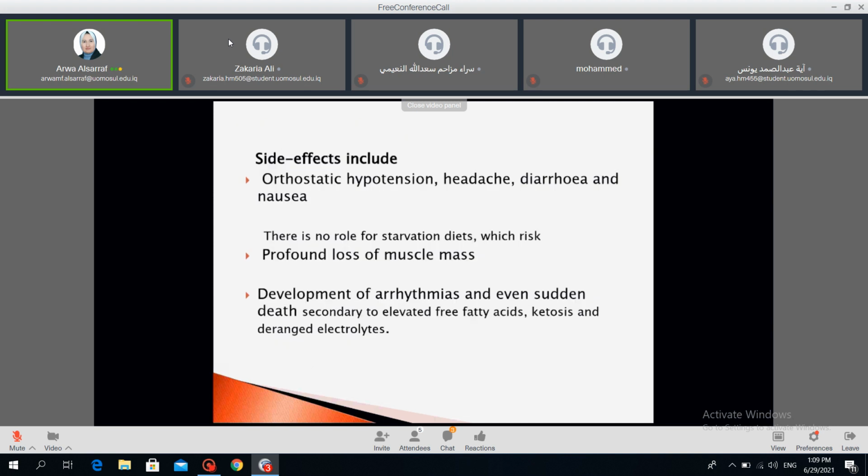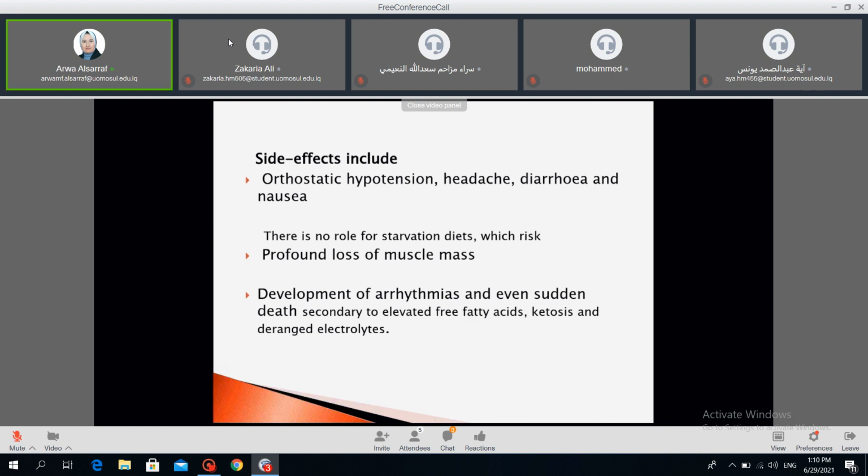The side effects of dieting by food control will be either orthostatic hypotension, headache, diarrhea, and nausea. Starvation really is not recommended because it will cause severe loss of muscle mass. The patient will go to a starvation state and become skin and bone. So we need to avoid dieting that causes loss of muscle bulk.